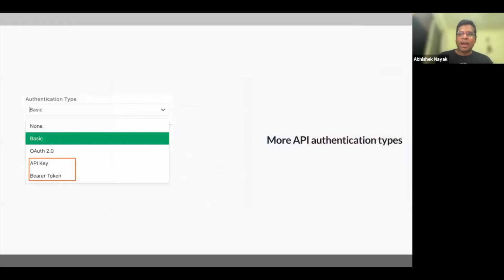The second one: we've added 2 more API authentication methods. One of them is the bearer token way, and the other one is the API key way. We already had basic auth 2.0, but now we've added these 2 more API authentication ways.